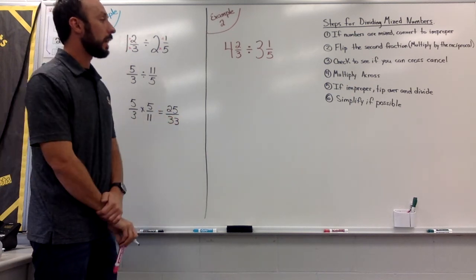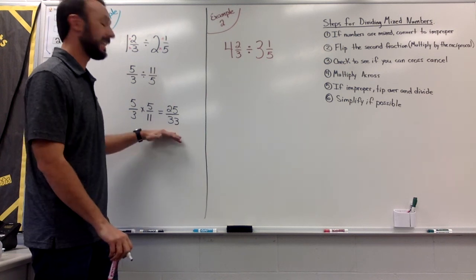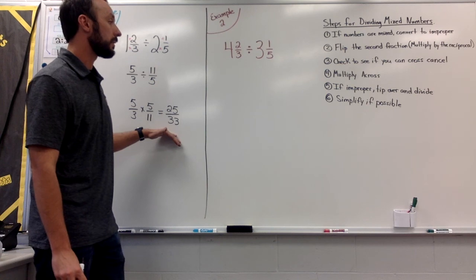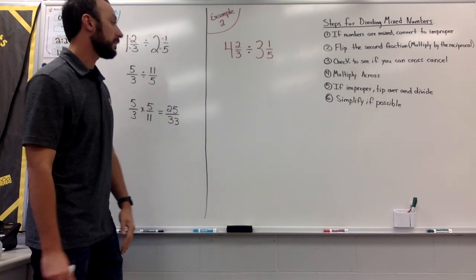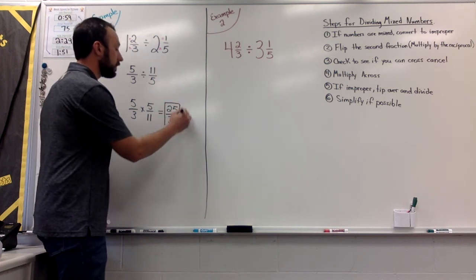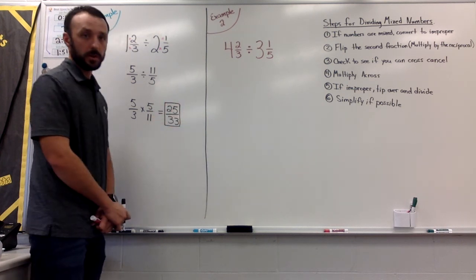Step 5, if it's improper, tip it over and divide. It's not improper, this is a proper fraction. The bottom number is larger than the top number. Our denominator is larger than the numerator. And it can't be simplified. Step 6, so this would be the answer to number 1. 1 2/3, when you divide by 2 1/5, you get 25/33.